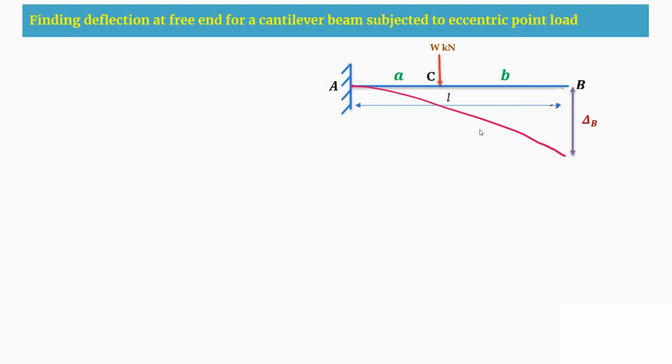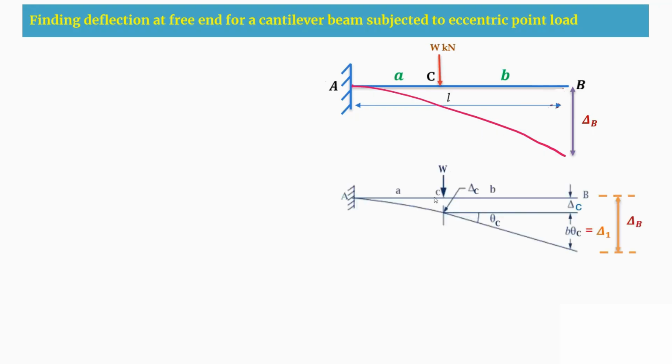To calculate this, I am drawing another figure. As the load is acting at this portion C, the deflection at C will be delta C, and there is a slope at this point, theta C. That slope will be equal to this slope also, theta C. Therefore, the total deflection at B will be equal to this delta C plus this delta 1. So I can write delta B equals delta C plus delta 1.